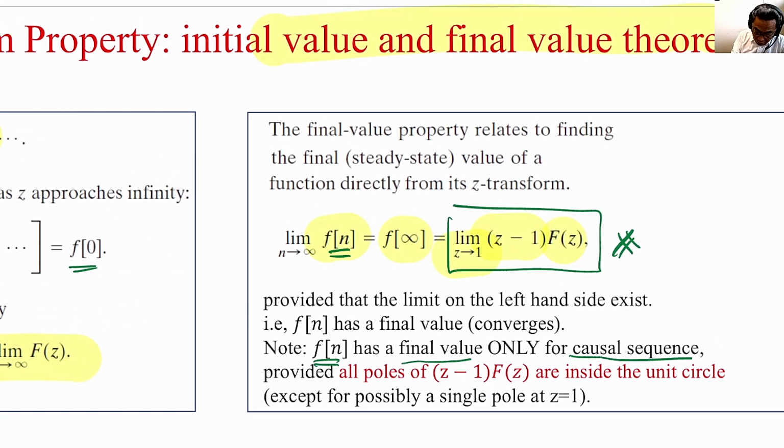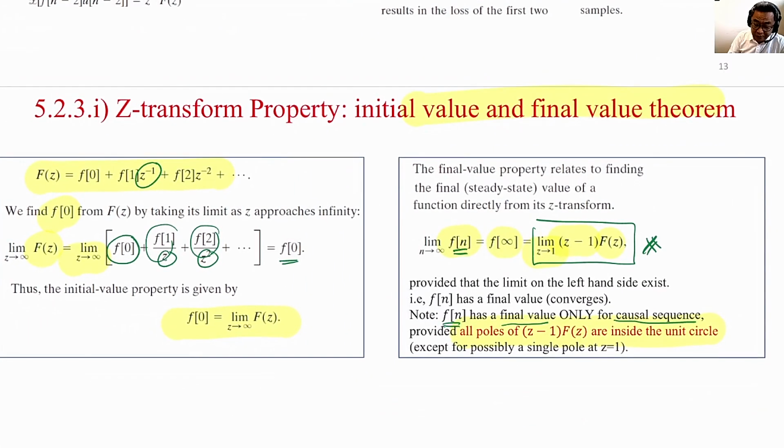So for this property to work, you must check that all the poles of z minus 1 times F(z) are inside the unit circle, with the only possibility that the pole is at z equals 1. We'll now use examples to show how we can use the initial and final value theorem.